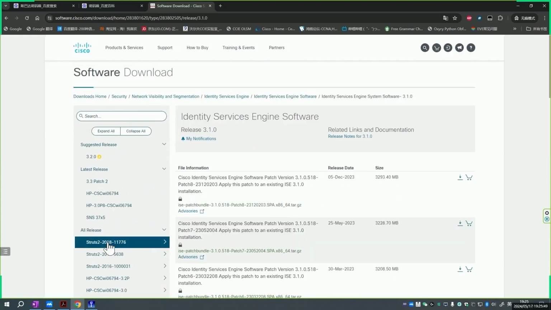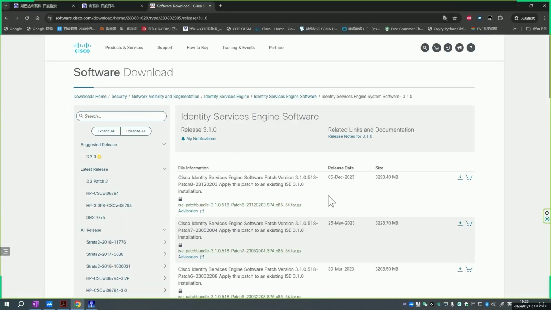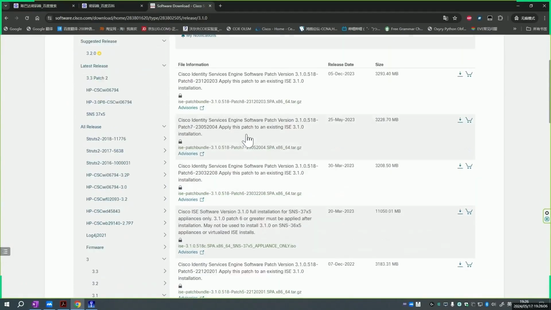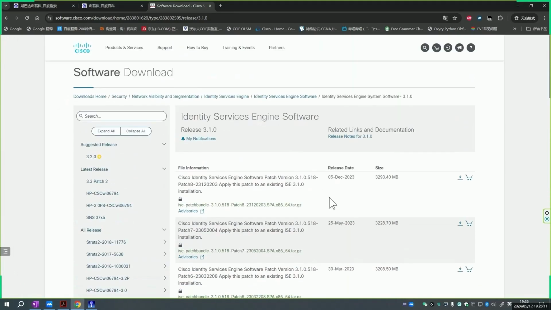Yes, the names are the same. The names match. Now let's hover the mouse over this area. We can see there's an MD5 checksum here. Let's copy it. After copying, paste it here. Then, this is what we see online, what we downloaded from the internet.